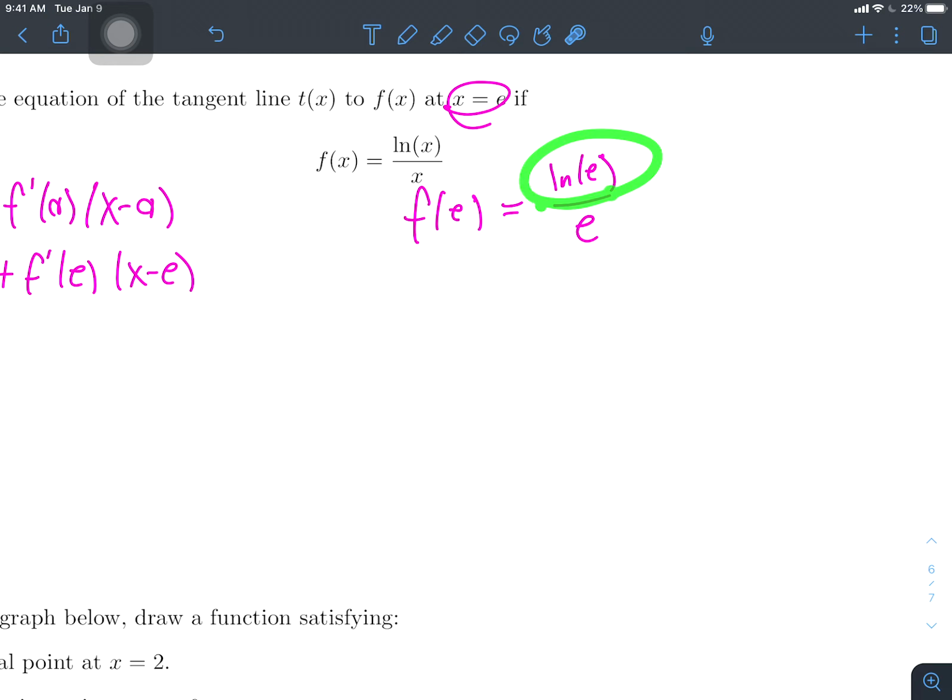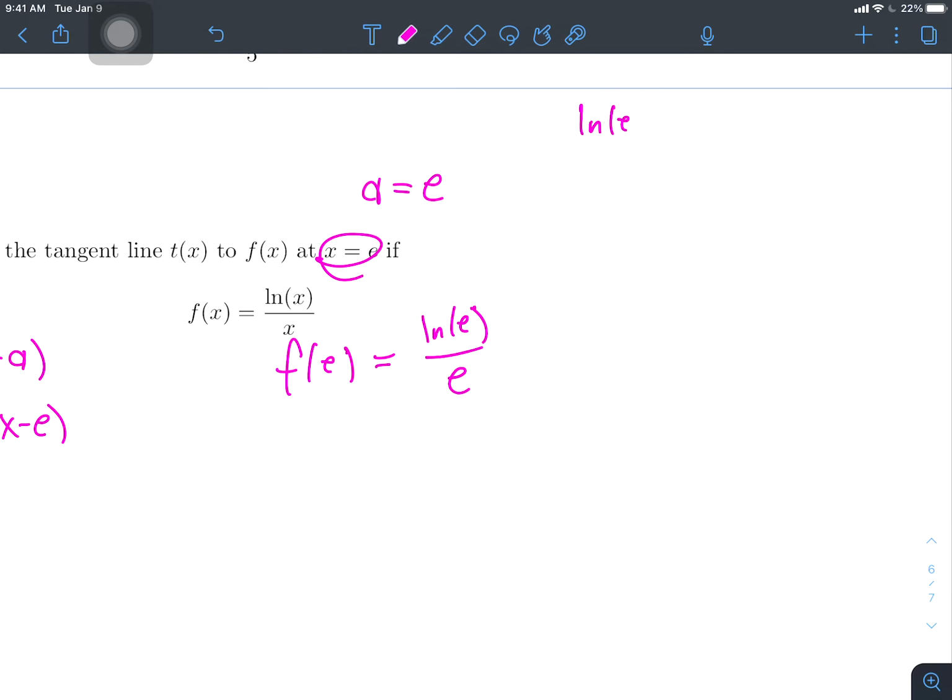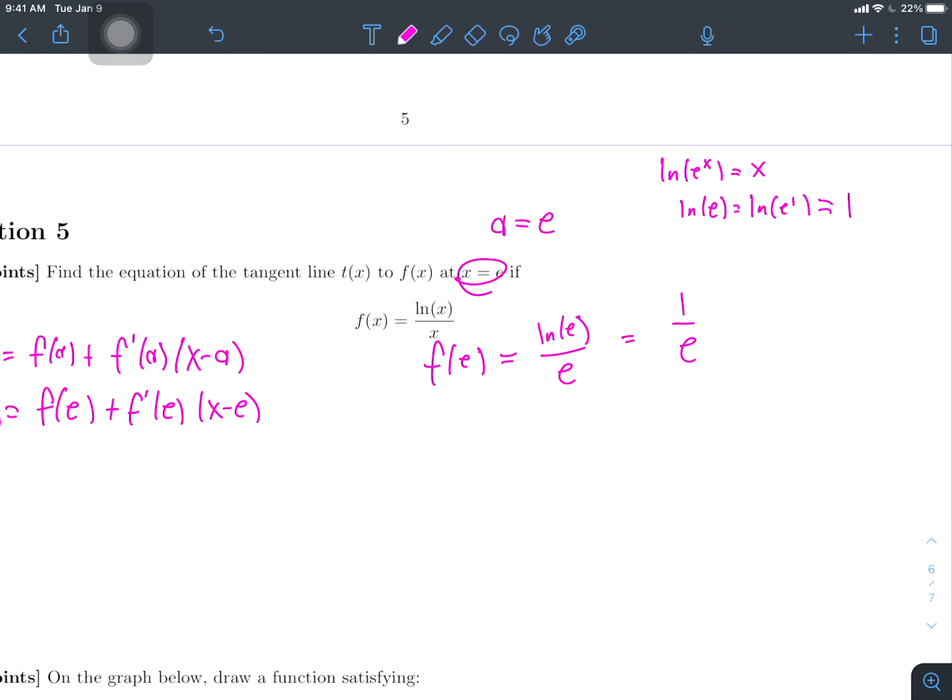Now this is a situation where we need to remember our log rules, right? So ln of e to the x, okay, we had a rule which said that ln of e to the x is just x, right? These are inverse functions. So if I do ln of e, that's the same as ln of e to the 1, which is just going to be 1. So ln of e is just 1, so I get 1 over e as f of e.